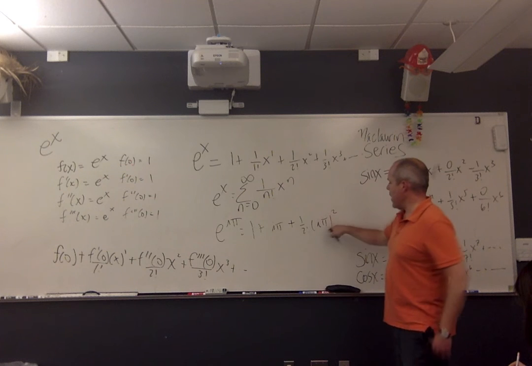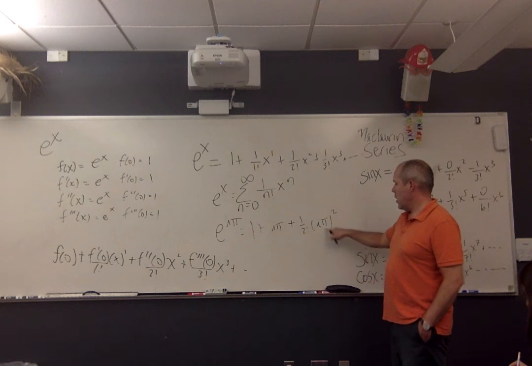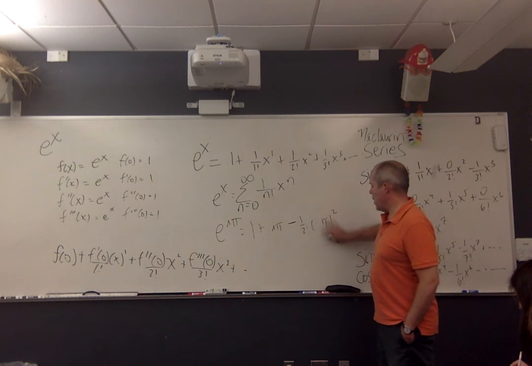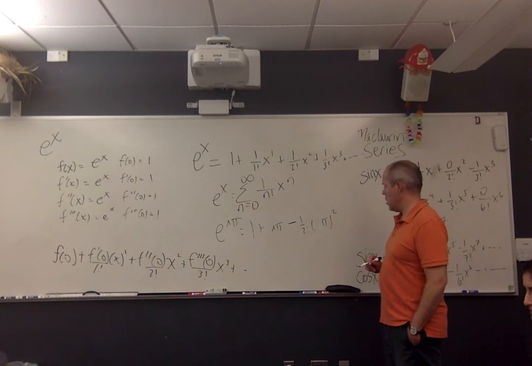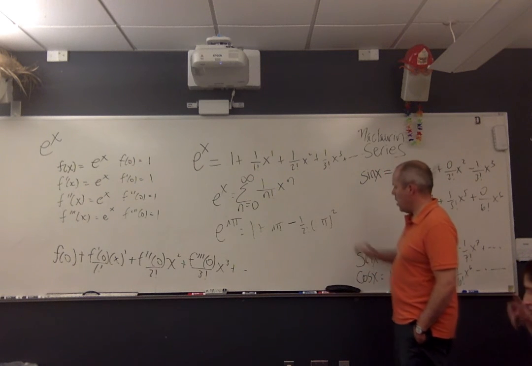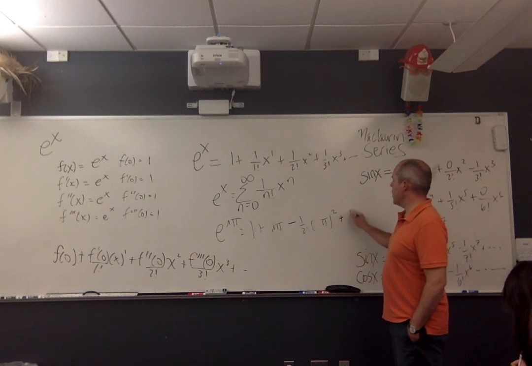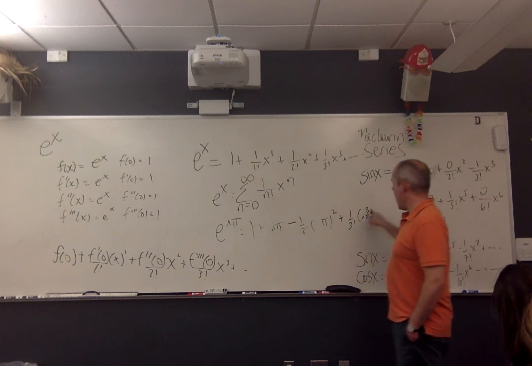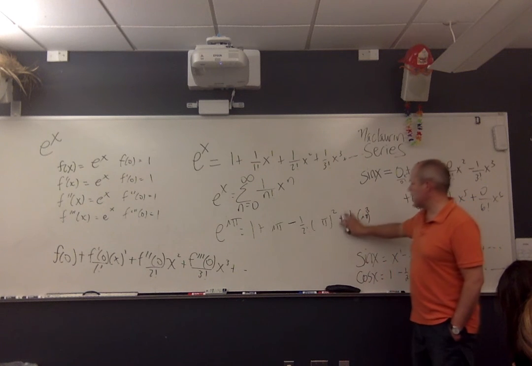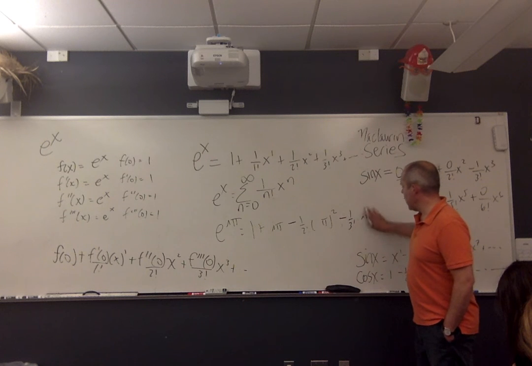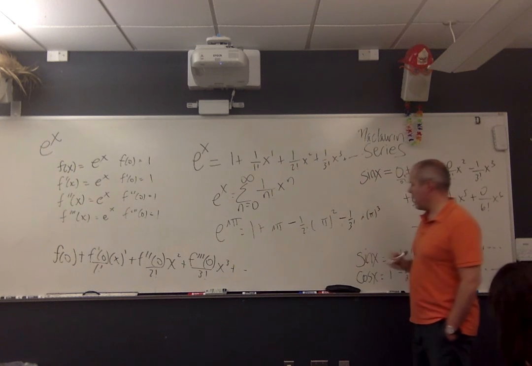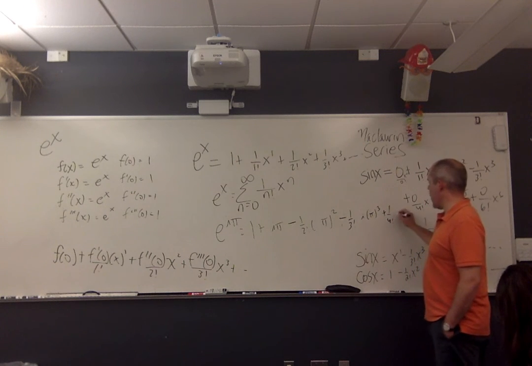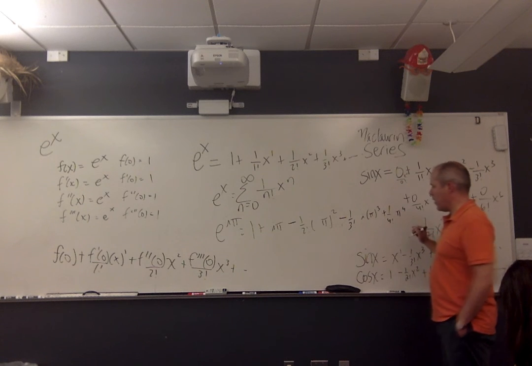Now, what's going to happen here? i squared is -1, so this becomes negative. Then the next one would be plus 1 over 3 factorial i pi cubed. i cubed is negative i, so this is negative i times pi cubed, right? And then the next one would be plus 1 over 4 factorial. i to the 4th is 1, so this is pi to the 4th.